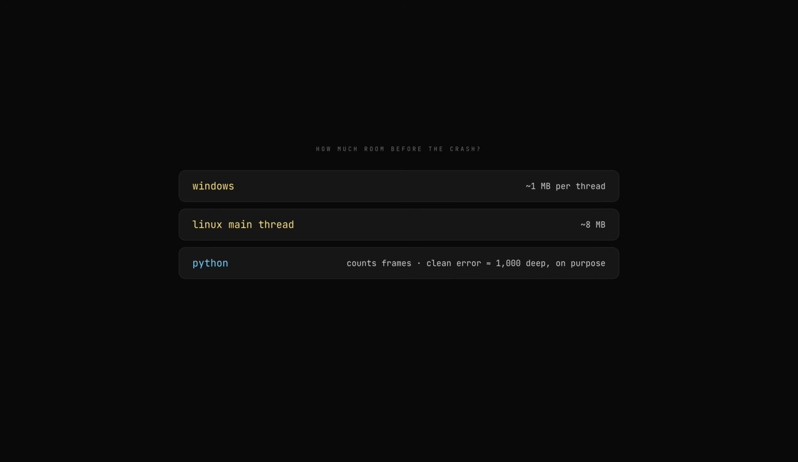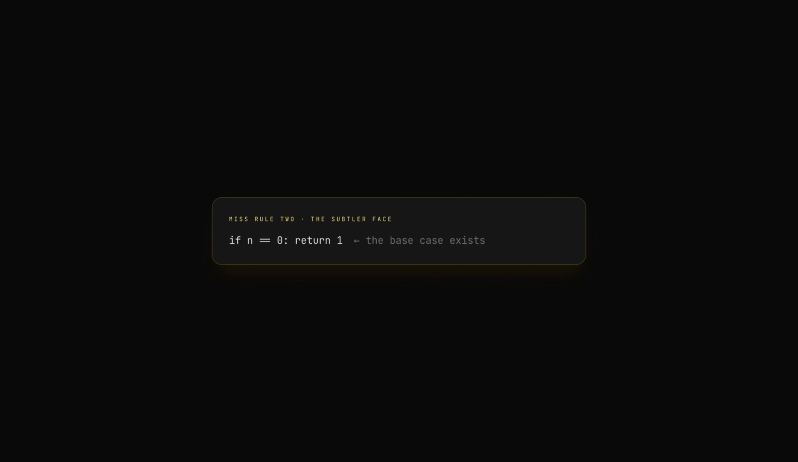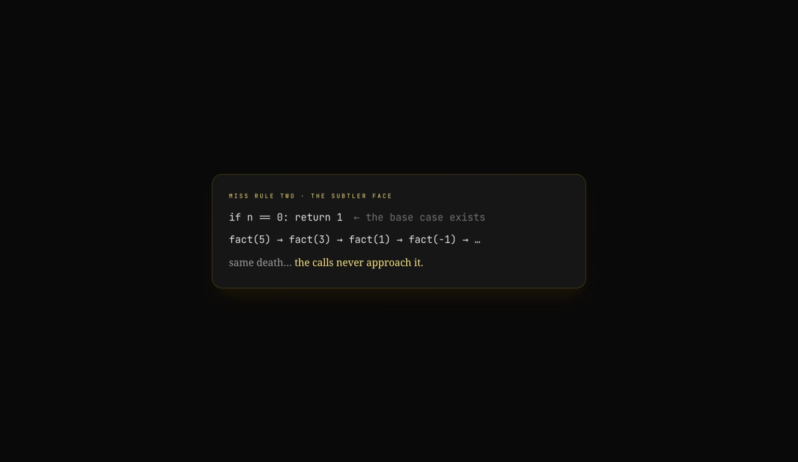Python doesn't even wait for the crash. It counts frames and throws a clean error around 1,000 deep on purpose rather than risk the real overflow. And Go is the interesting exception. Goroutine stacks start at a few kilobytes and grow as the runtime needs them. Miss Rule 2 and you get the same death with a subtler face: a base case that exists but that the calls never approach.